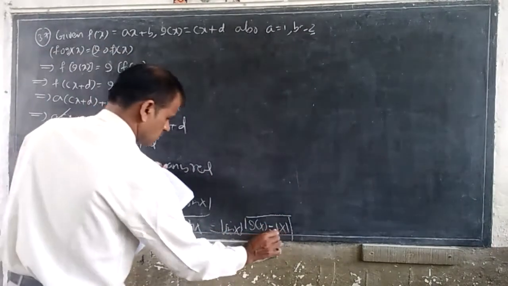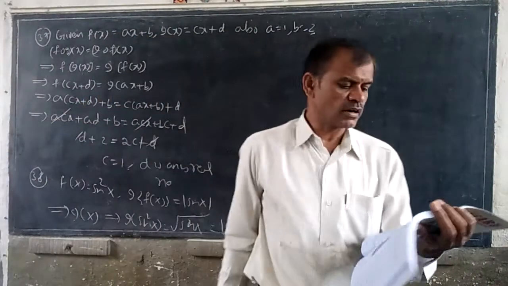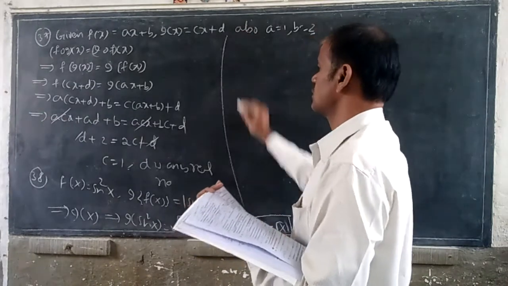Not mod x, root x, not mod x. Root x is the correct answer. Root x means the second option. Now 39%.